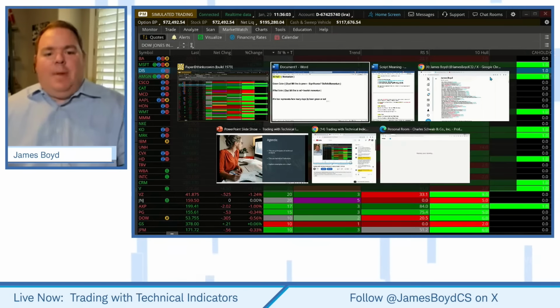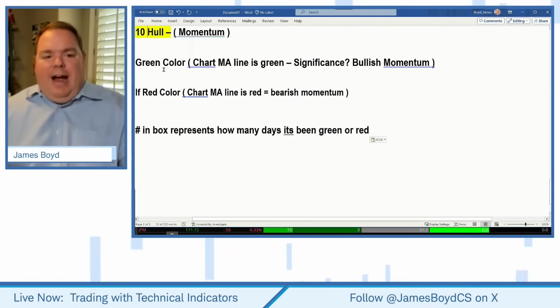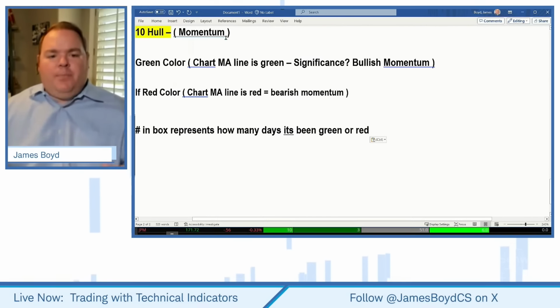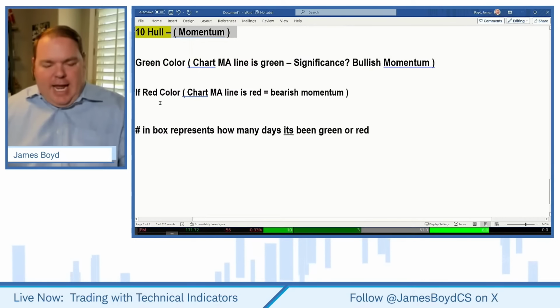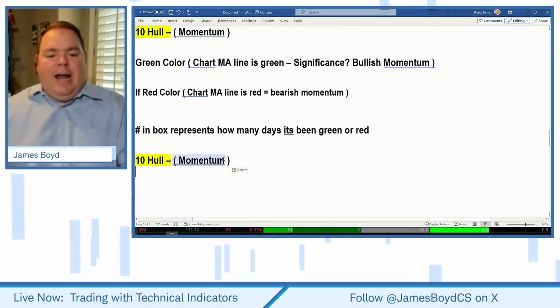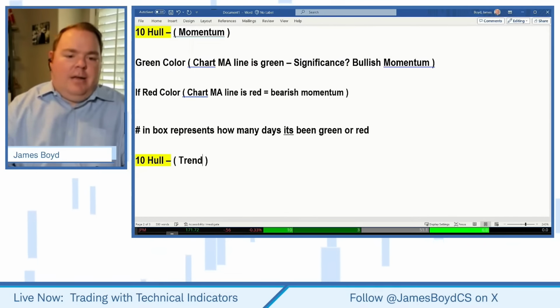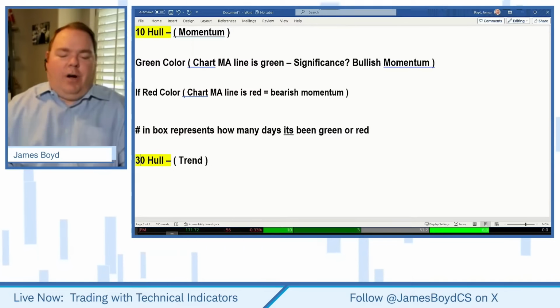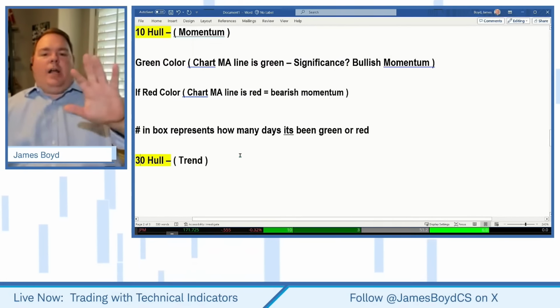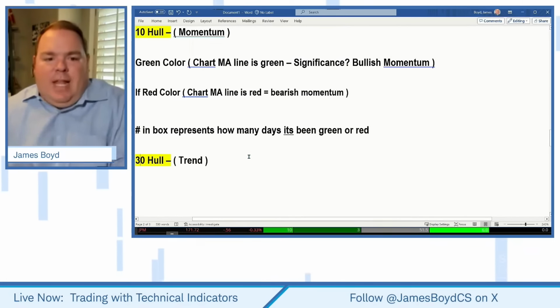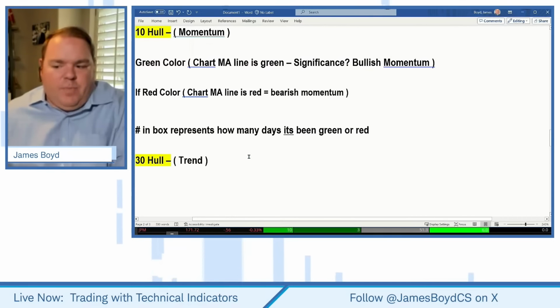Now, I'm not going to speak to the 30-period moving average, because the 30-day hold would just be, instead of looking at momentum, we're talking about trend, okay? So instead of the 10, we're going to put 30, or if you want 20. We've talked about both, okay? Now, they're the same thing.